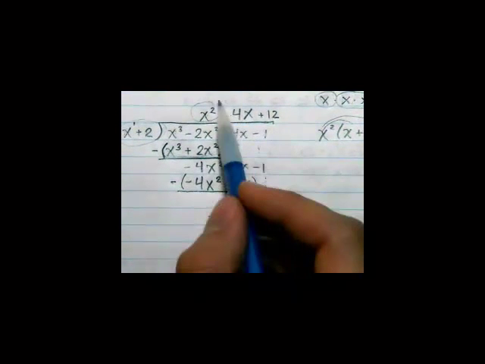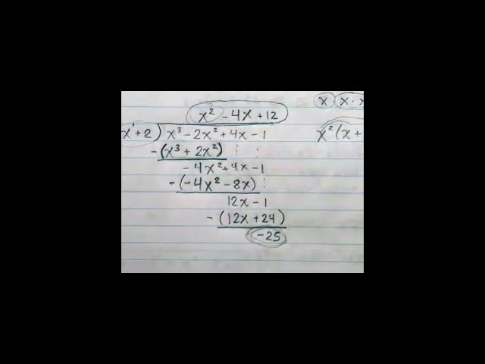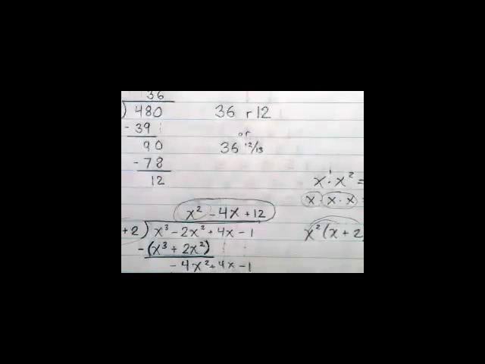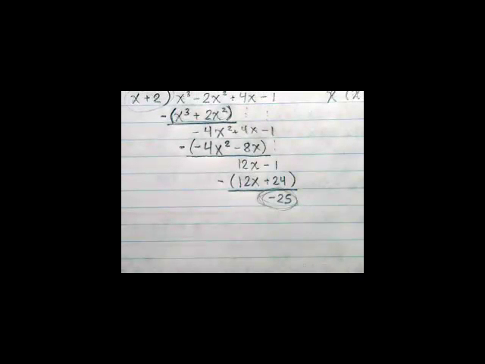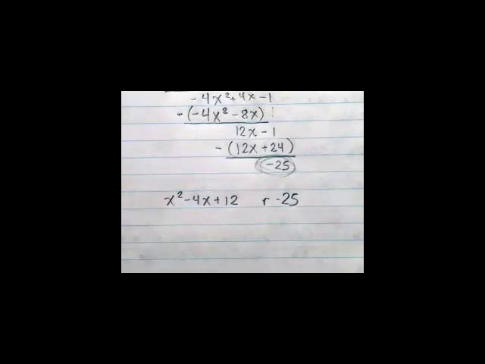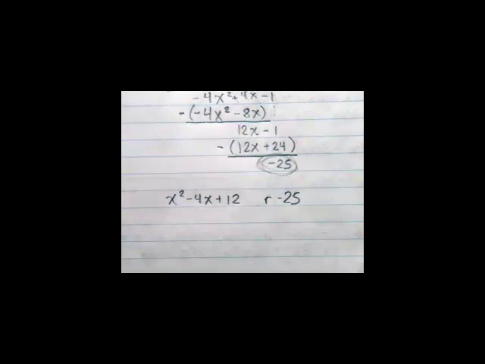All right, so this is our answer. This is our quotient. And here's the remainder, just like before. So just like we did up there with the 36 R12 or the 36 and 12/13, I can take these results and do the same thing. So there's two ways to write this answer. You could say that it is x squared minus 4x plus 12 remainder negative 25. If you like doing that, that's fine. Or we can turn it into the fraction like we did up there, okay?